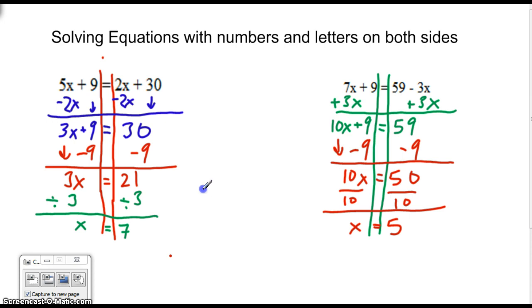Then lastly, the third step will almost always be dividing by the coefficient or the number in front of the letter.